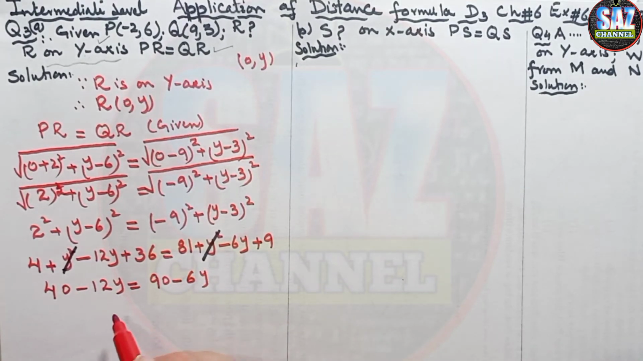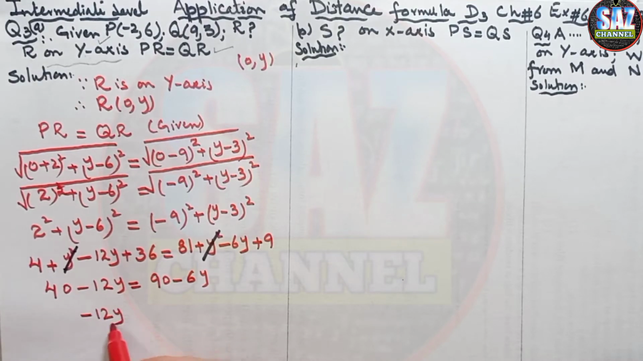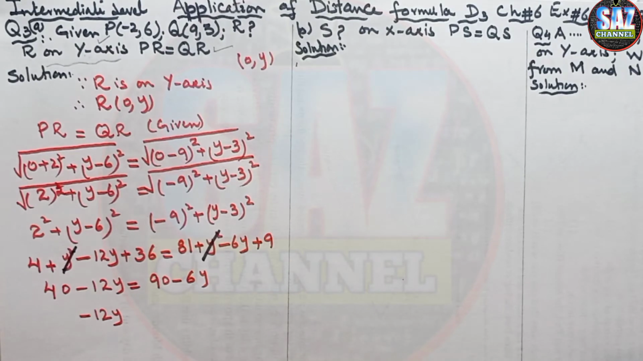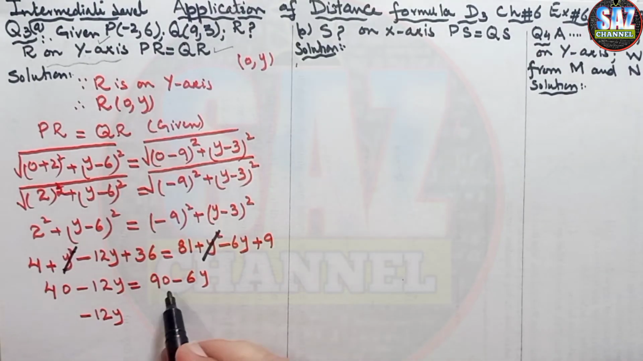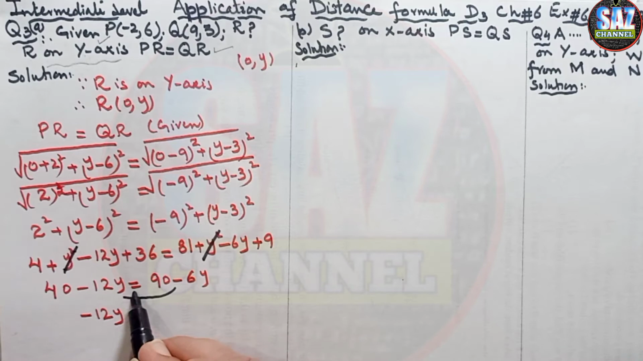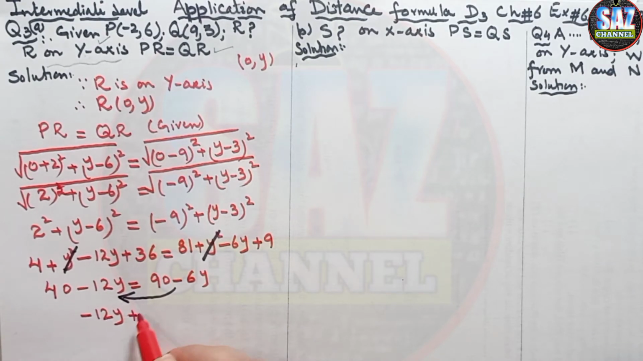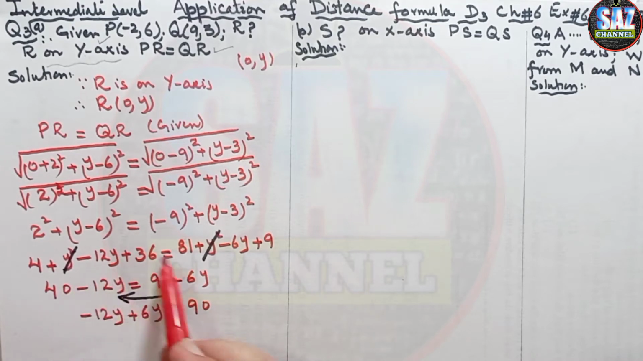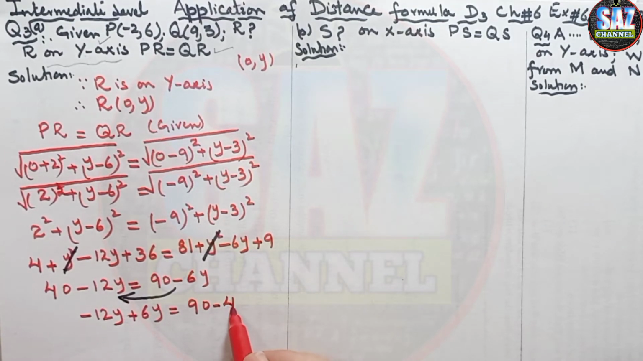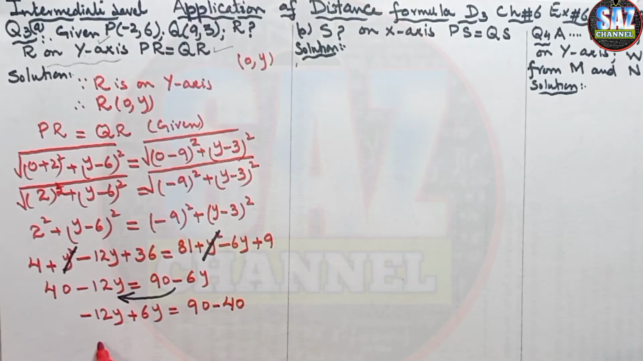Now what I have to do, I have to shift like terms on same side, like minus 12y. And when I'm shifting this minus 6y, do not forget the basic rule of integers and method of solution of simple linear equation. I have to shift this minus 6y, it will become positive 6y, and 90, and shift this 40 to other side by transporting it to other side. So I must change the sign. So this will give me minus 6y equals to 50.